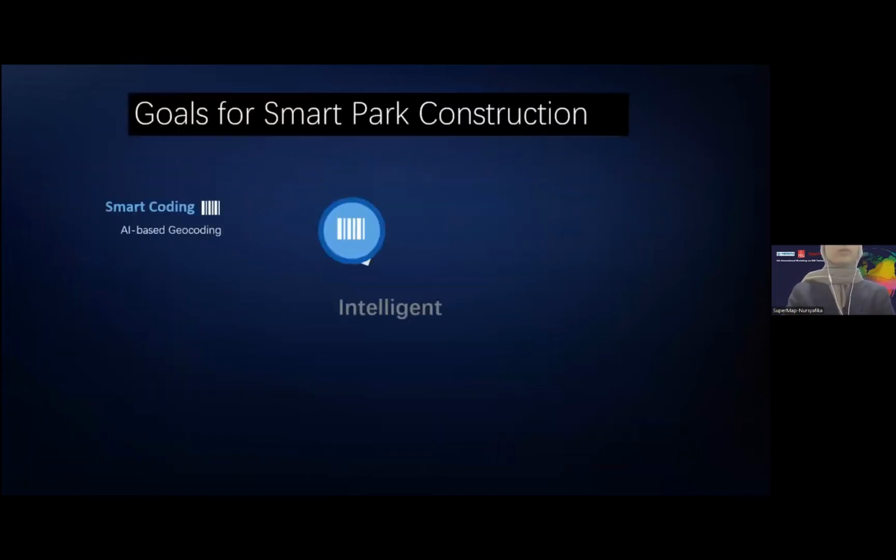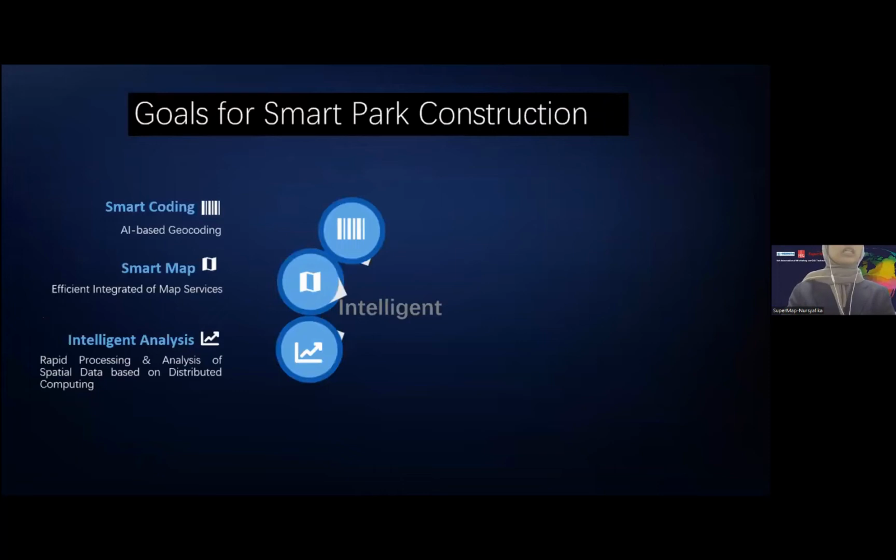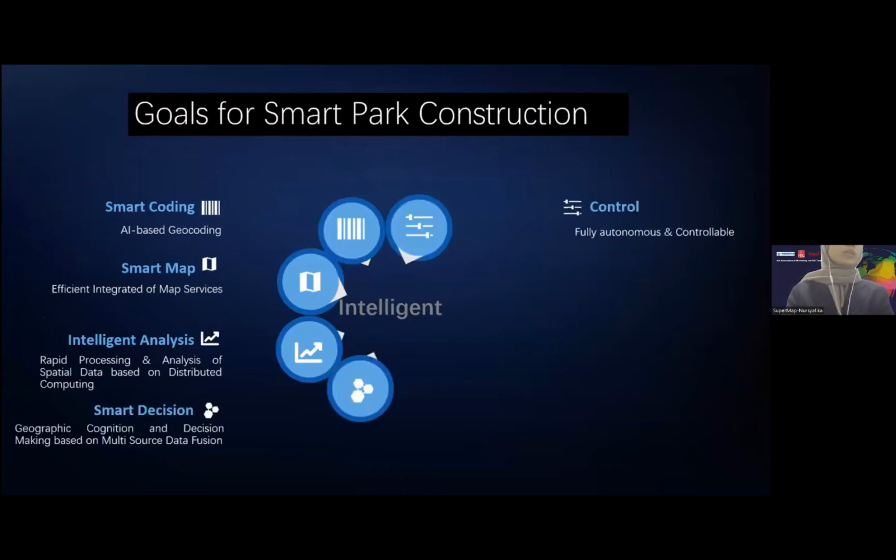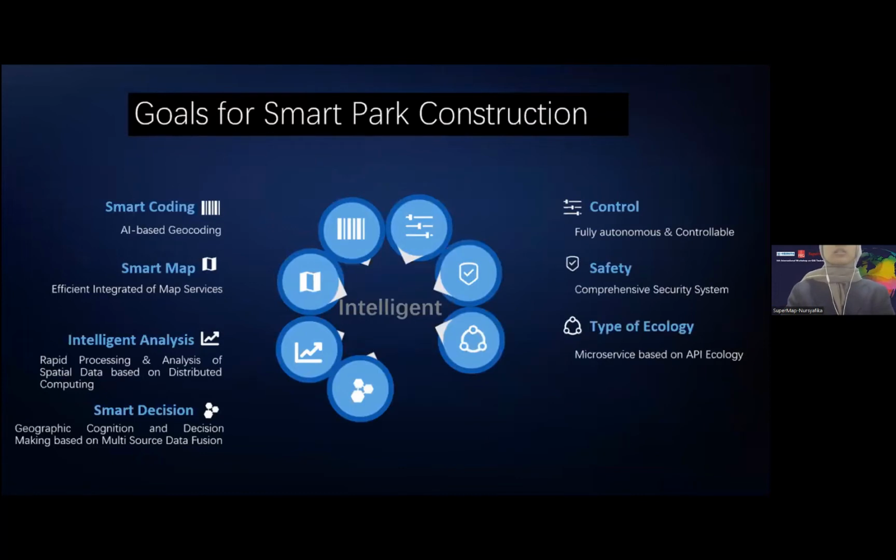These are the goals that we want to have for the smart park construction: smart coding from AI, efficient integrated map services, a fully autonomous and controllable park, a comprehensive security system, and an intelligent operation and maintenance monitoring system. All of these help the platform provide all-around application services, ranging from park planning and construction, investment promotion, and operation supervision to security command and dispatch, for park managers, decision makers, and park planning departments, which are conducive to industrial transformation and upgrading.